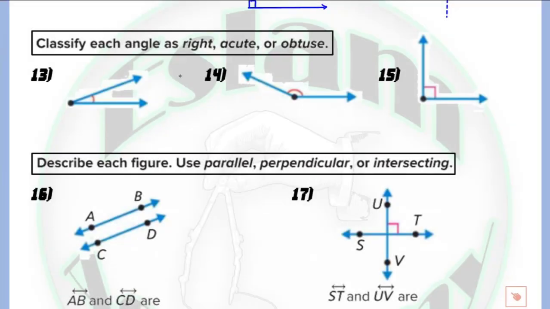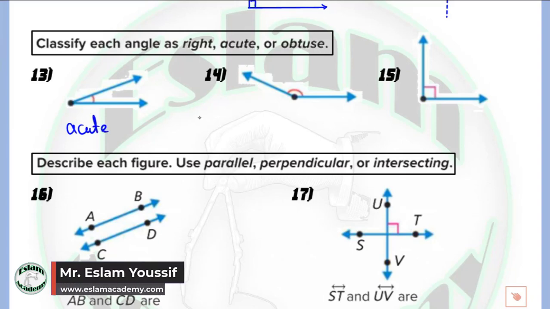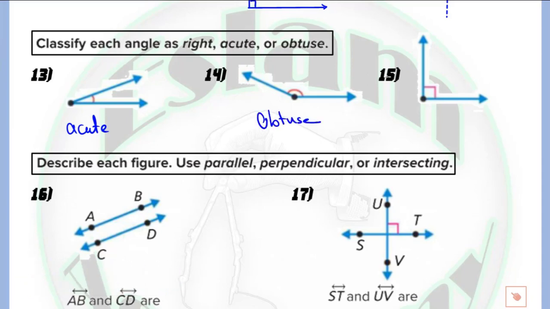In this problem, we need to classify each angle as right, acute, or obtuse. If you look at number 13, you will find that the two sides are close to each other. So we have an acute angle. But in number 14, you will find that the two sides are away from each other. So we have an obtuse angle. In number 15, you will find that we have a squared corner. It means we have a right angle.